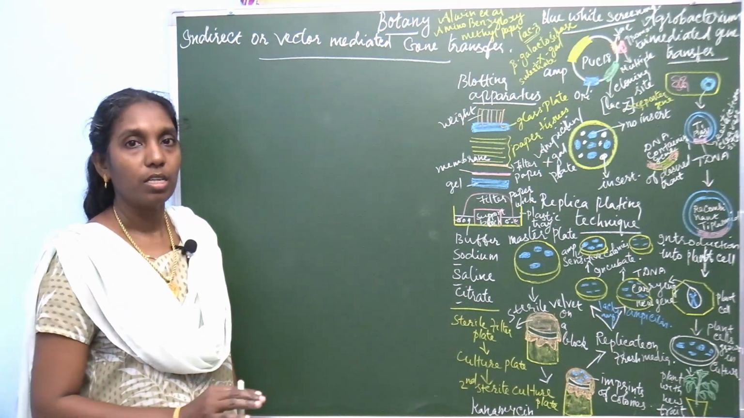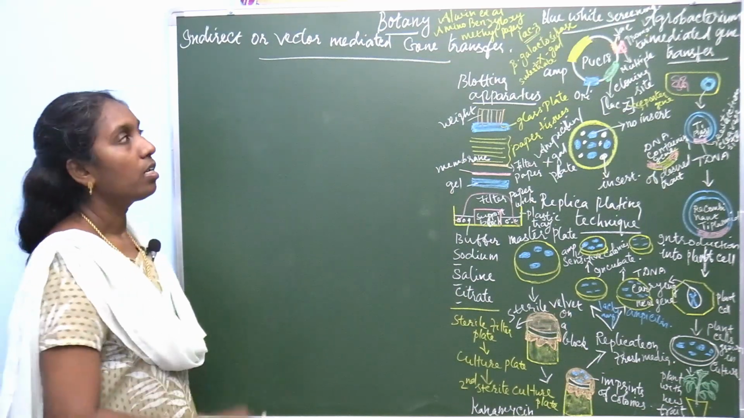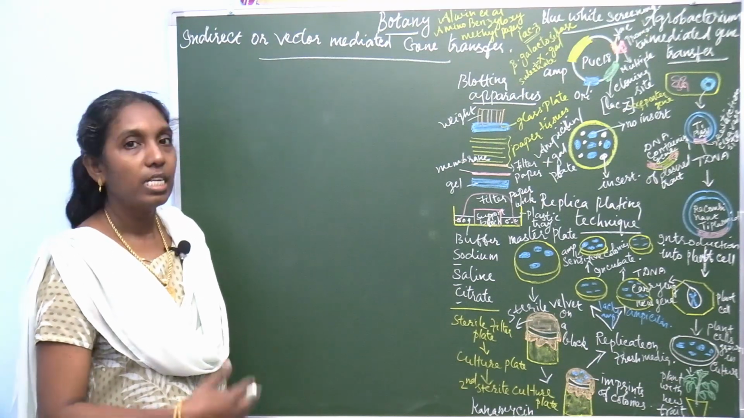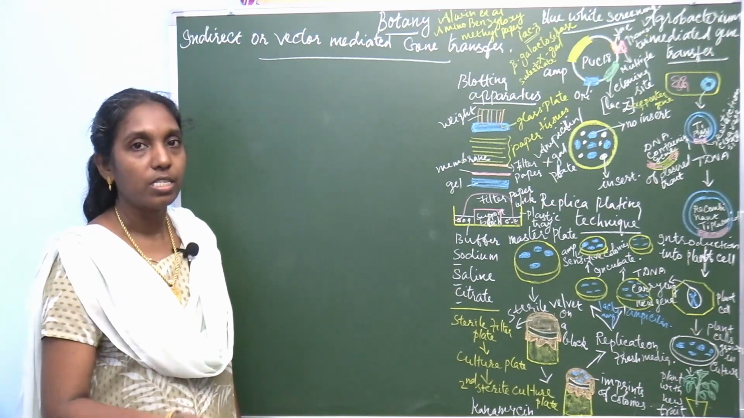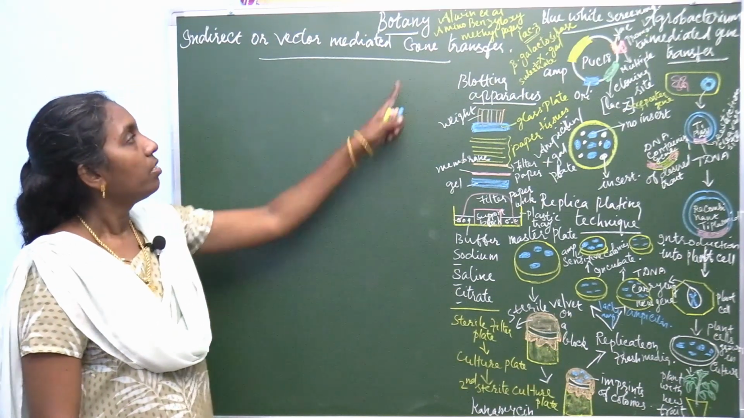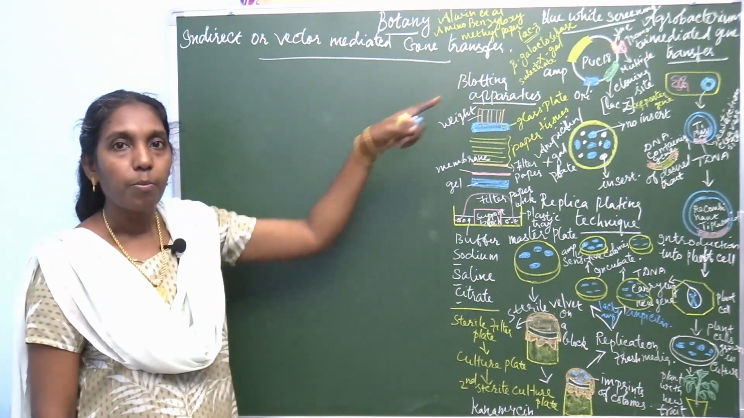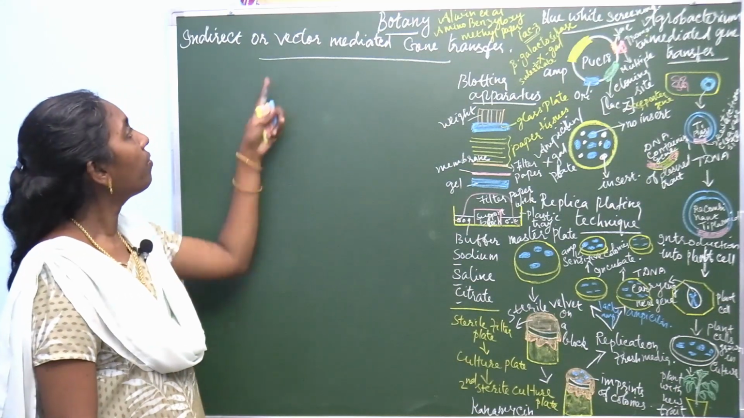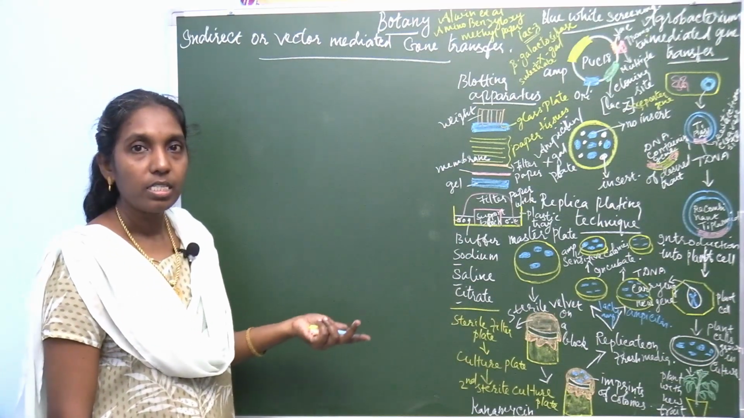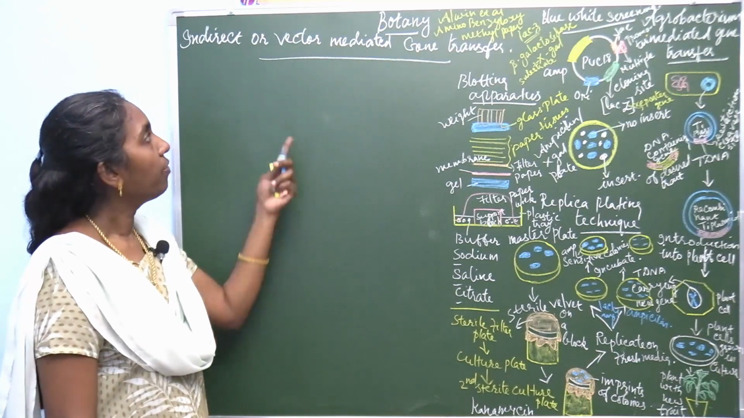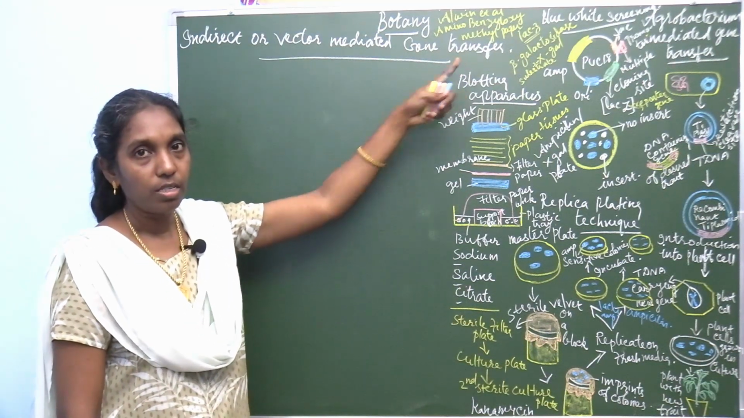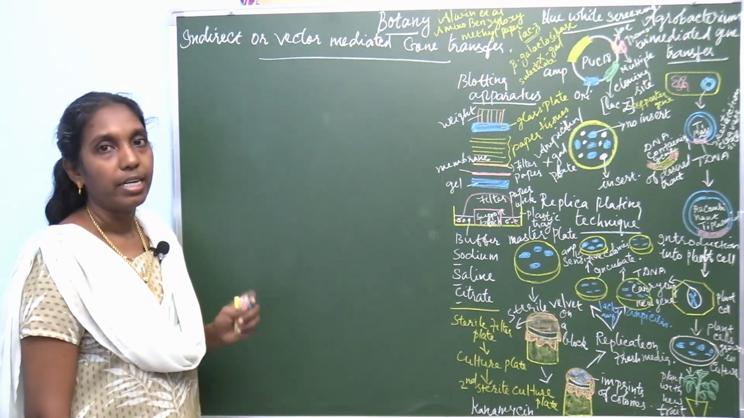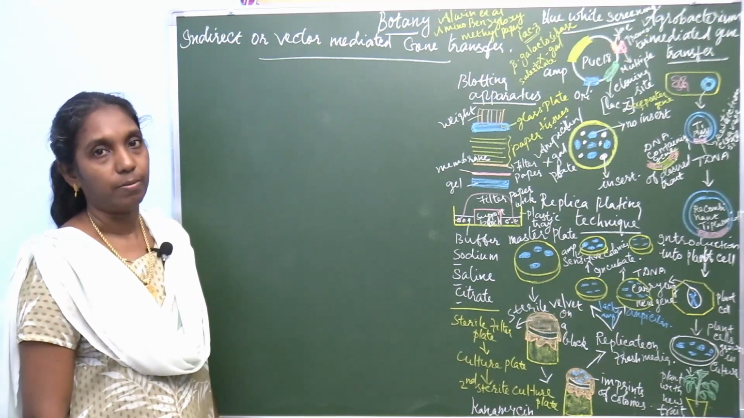So the first question: you learned the definition, what is vector mediated gene transfer. Now you are learning about gene transfer, how the gene is transferred into the host. Gene transfer is mediated, that is, brought about with the help of a vector. The common vector is a plasmid. Gene transfer with the help of a vector is called indirect or vector mediated gene transfer.